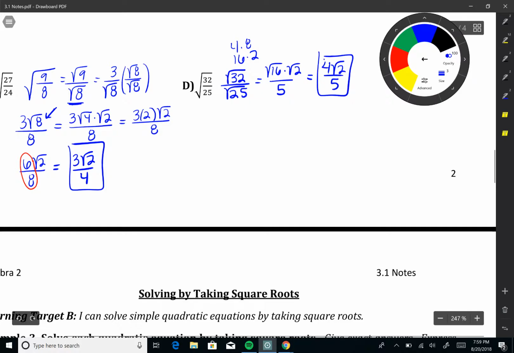All right, guys, that is simplifying radicals, and we will finish with solving tomorrow.